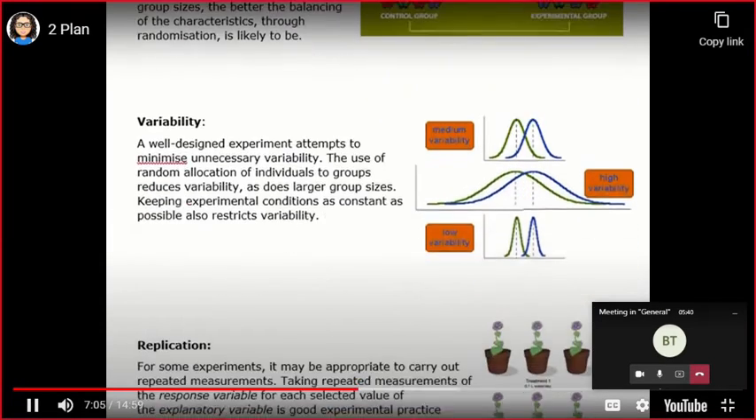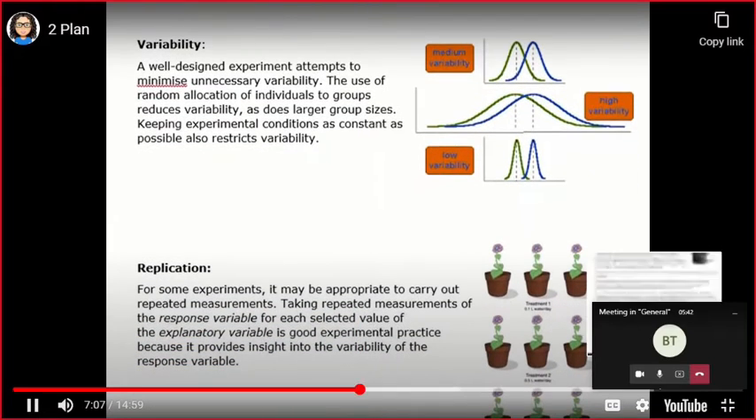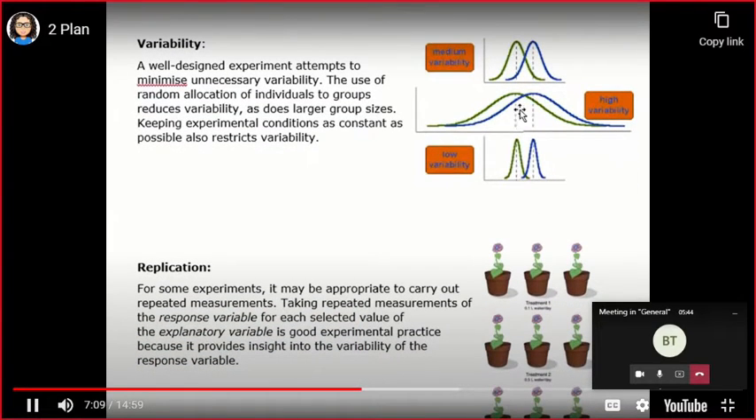Another factor we need to think about is variability. So we want to minimize the variation, okay? We want to have as low variability as possible. And that's where we come into controlling all the things that we can possibly control, so that the only variation left is the variation due to the experiment itself, not due to other factors.